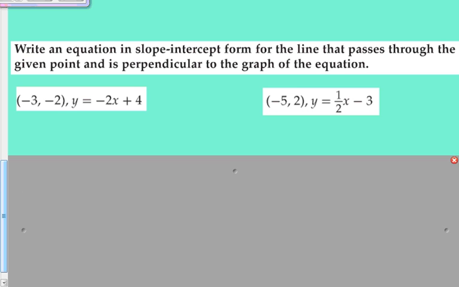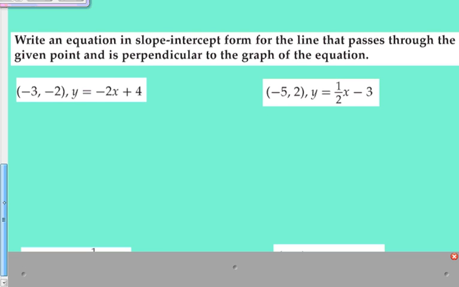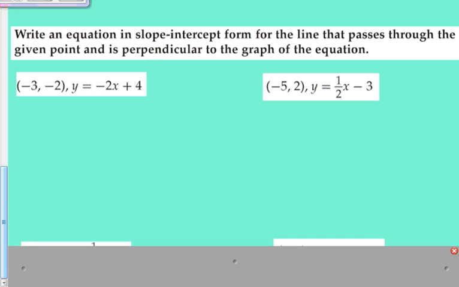Now we're going to go on to perpendicular. Write an equation in slope-intercept form for the line that passes through the given point and is perpendicular. Perpendicular lines, the slopes are opposite reciprocals. There is no relation to the b, to the y-intercept. It's strictly the slope, opposite reciprocals.